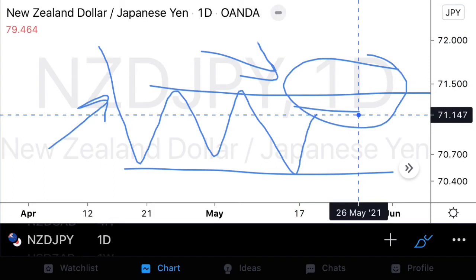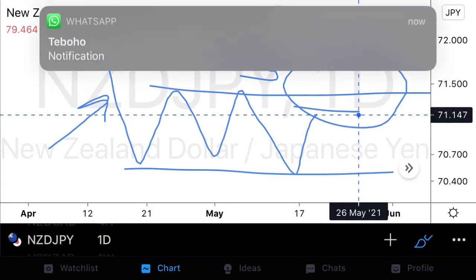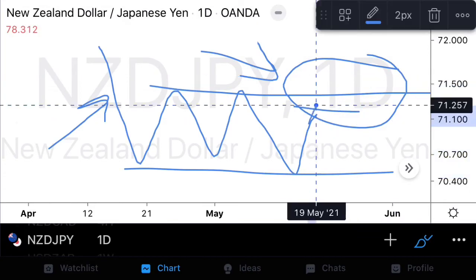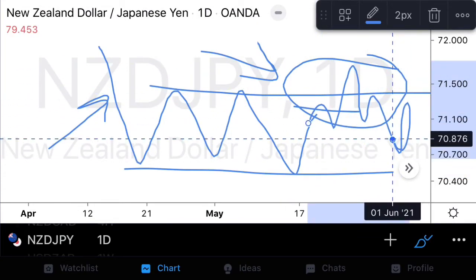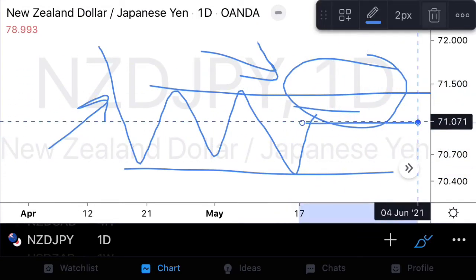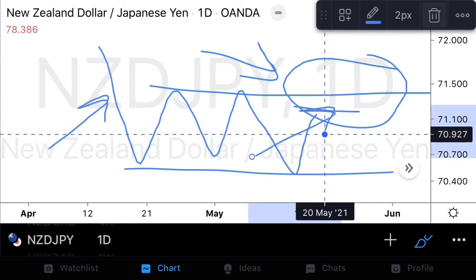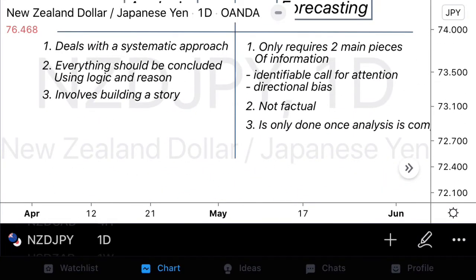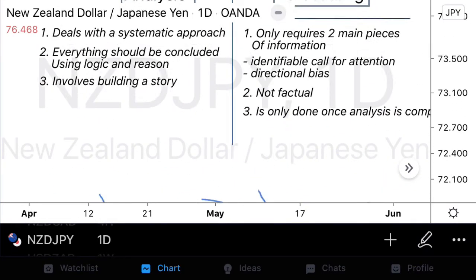So we need an identifiable call to action, whether that's an ascending structure, whether that's some sort of reversal structure, anything, any market structure that will give us a reason or warrant us to begin to look for that sell. That is our identifiable call to action. Now, number two, we need a directional bias.